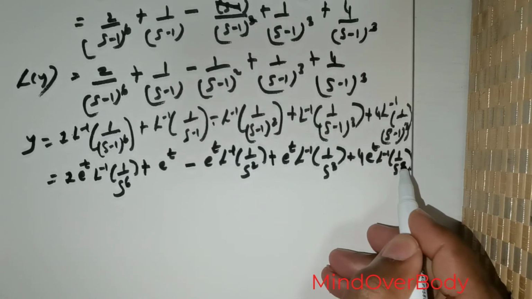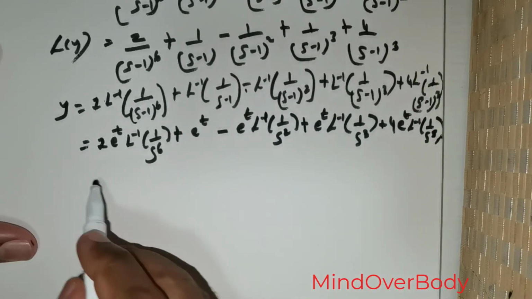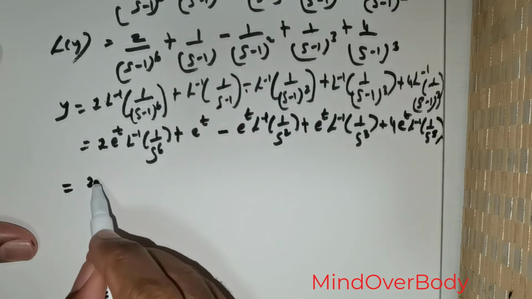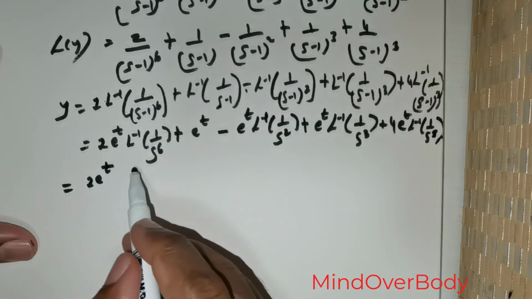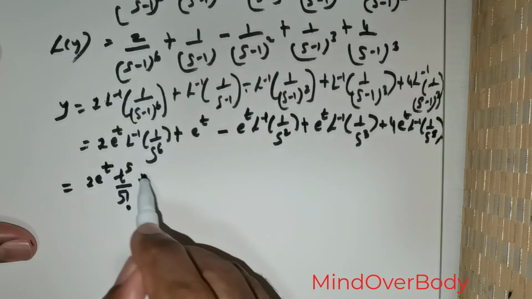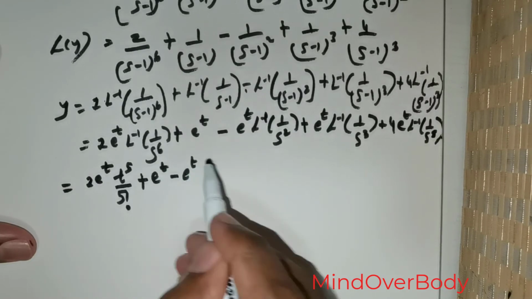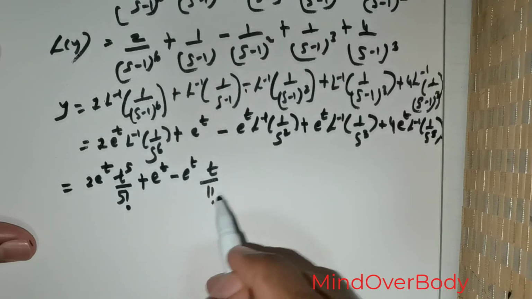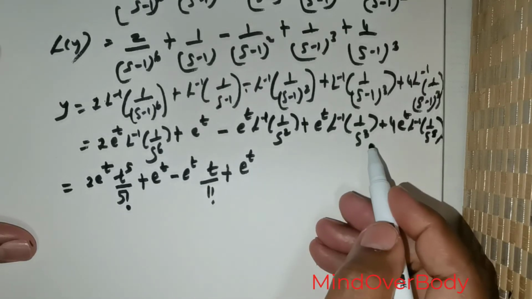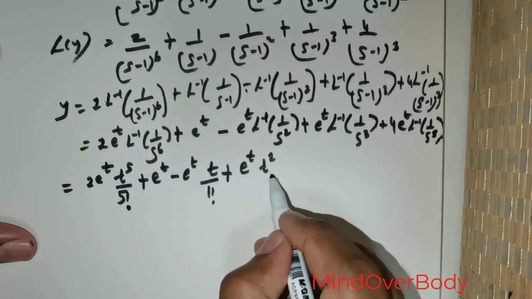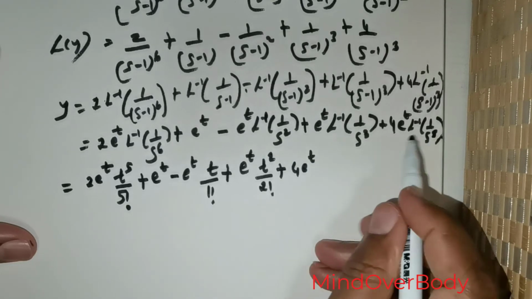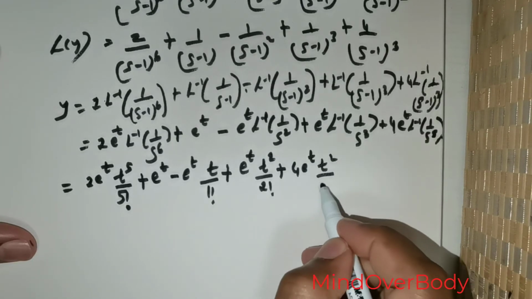Okay, so I can apply the L inverse for these terms. So this is going to be 2 times e^t times t^5 divided by 5 factorial, positive e^t, negative e^t times t divided by 1 factorial, positive e^t. This is 3, so this is going to be t squared divided by 2 factorial, positive 4 times e^t times t squared divided by 2 factorial.